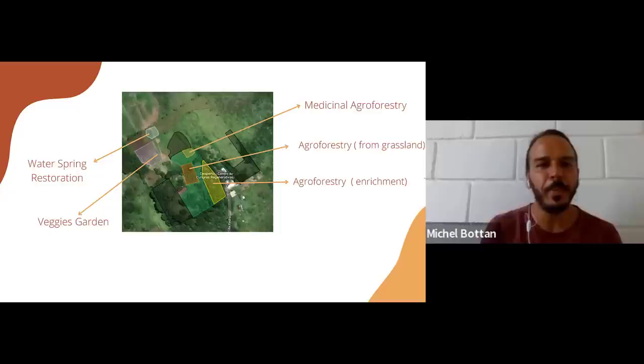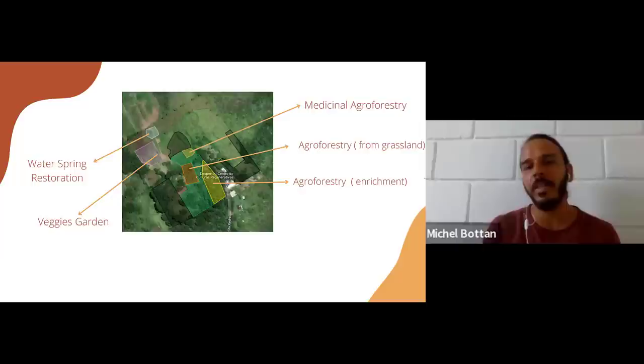So here is our site. It's 5 hectares, almost a square. And we have restored about half a hectare now. So it's not that much, because in the beginning it was just me and Gabby doing everything manually, no machinery. And the yellow areas are the agroforestry. The first one in the center is an agroforestry that I will show to you.